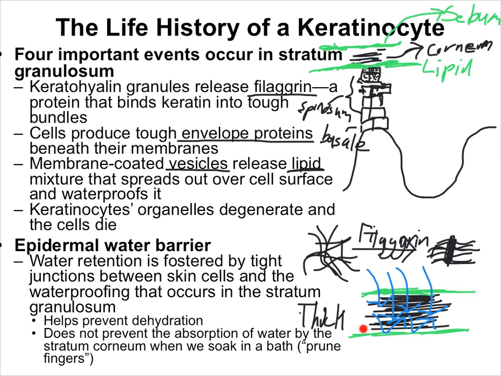lipid layers, and these dead cells, well, they're dead and they're dry, but they still contain a lot of proteins in them, and they can absorb water. And so what they do is they absorb this water and they swell up. So the cells will actually fill with water and swell up, and that's what causes your fingers to prune.